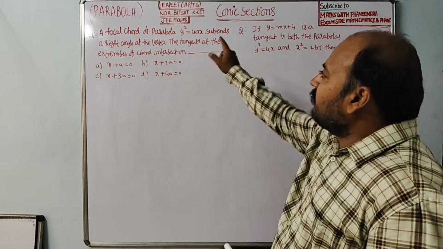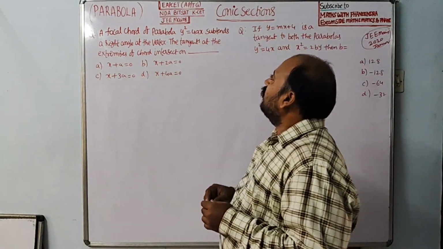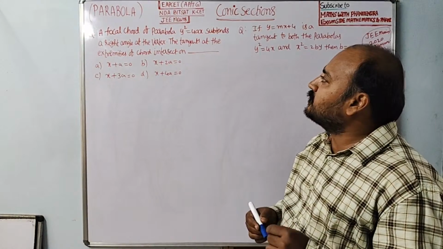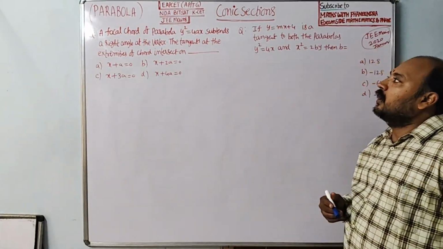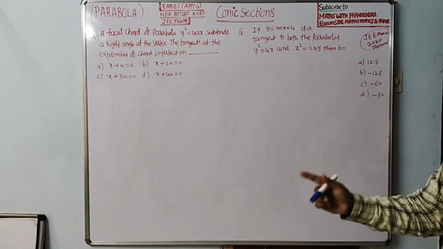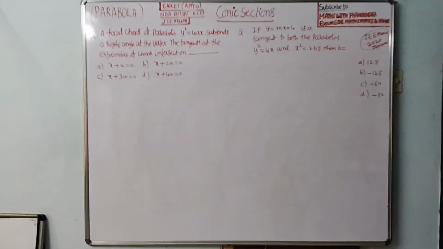A focal chord of the parabola y square is equal to 4x subtends a right angle at the vertex. The tangents at the extremities of the chord intersect on... Any idea about how to solve this problem?